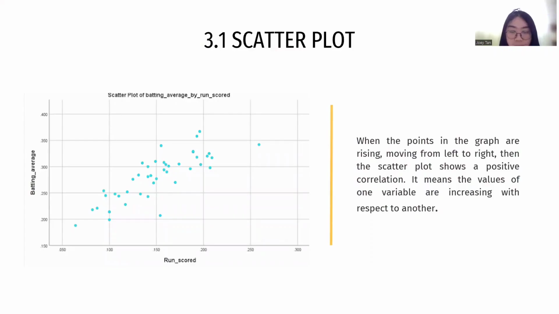I'm Tanjoy from 21A. As you can see on the screen, this presentation is focused on simple linear regression analysis. First is the scatter plot. When the points in the graph are rising, moving from left to right, then the scatter plot shows a positive correlation. It means the values of one variable are increasing with respect to another. This scatter plot shows us a high positive correlation.